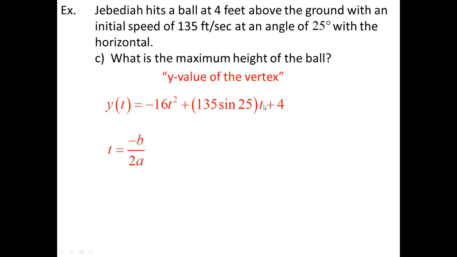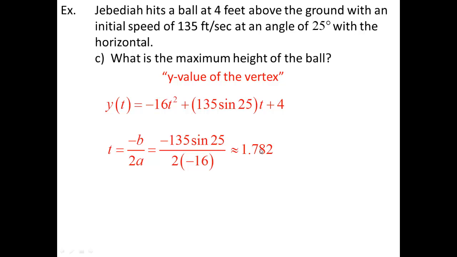So negative b over 2a, the b value is this whole guy right here, a value is negative 16. Type it in the calculator, I'll get about 1.782. So at roughly time 1.782, the ball is going to reach the top of its arc, which actually confirms what I said in part B, that the ball was probably headed on its way down after 3 seconds because it reached its peak at a little over 1.5 seconds.